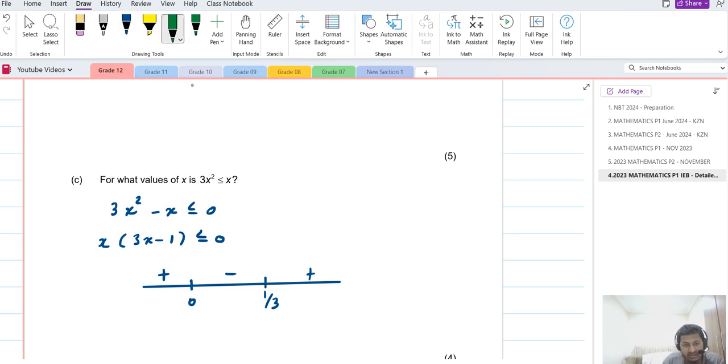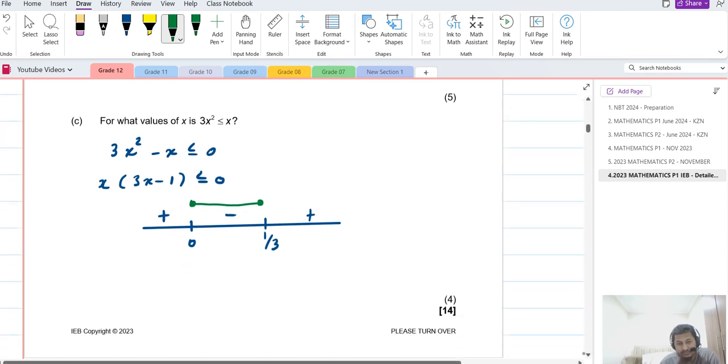If you have quadratic factors, you can't really alternate the sign. You need to take values in between. Now, less than or equal to 0, we're looking for negative answers and including. So I include 0, include 1/3, and the answer is in between. Right? So x is greater than or equal to 0, but less than or equal to 1/3. I hope you guys understood that.